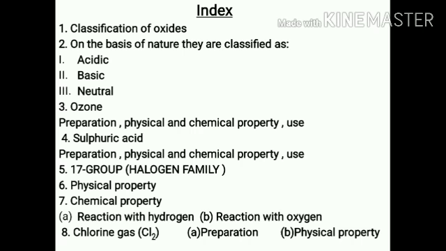Group 17 elements means the halogen family: fluorine, chlorine, bromine, iodine, and astatine. Then some physical and chemical properties of group 17 elements. We will start the basic physical properties of group 17 in this video, and the more important topics of group 17 we will discuss in the next video. Then we have left group 17 and 18, then the chapter of P block will be finished. Then we will discuss some more important questions based on your P block elements.